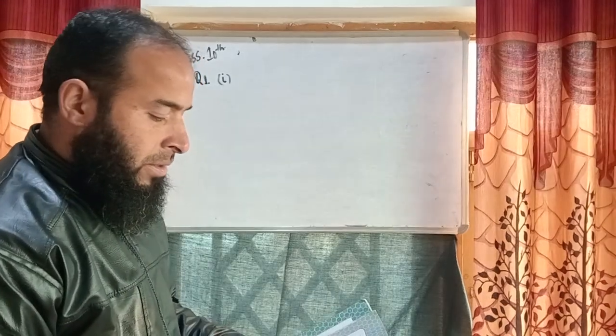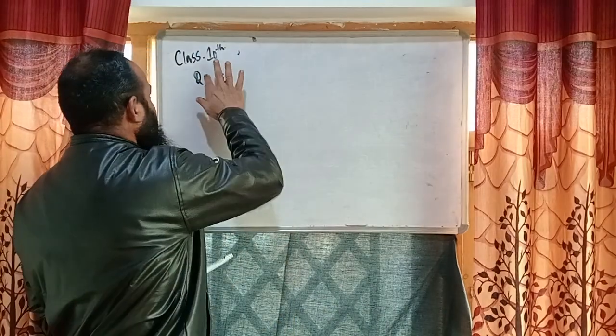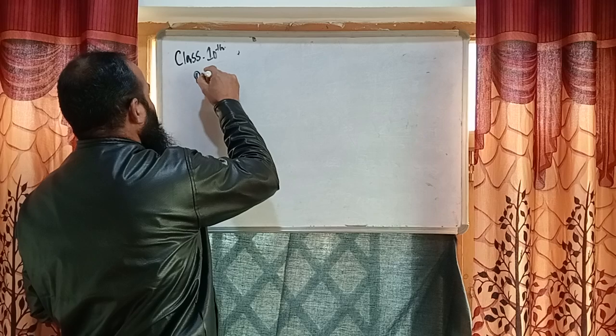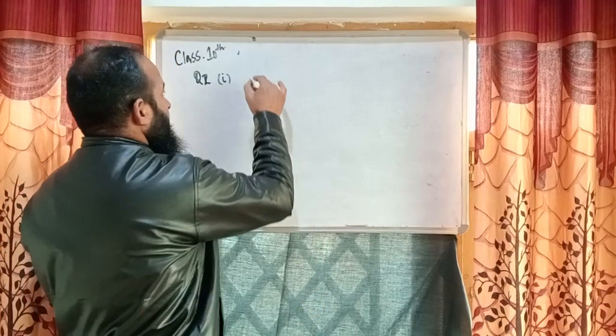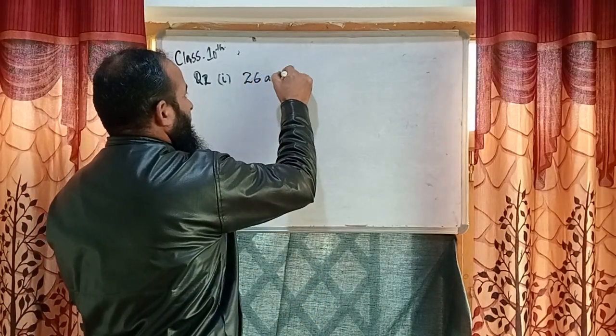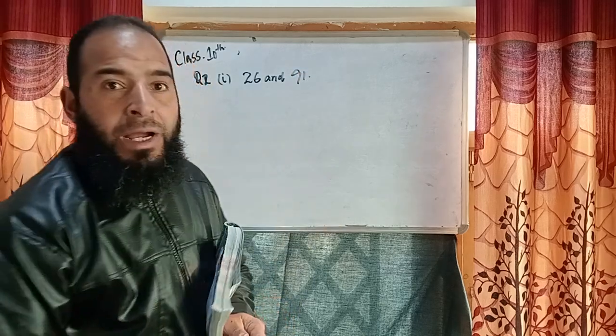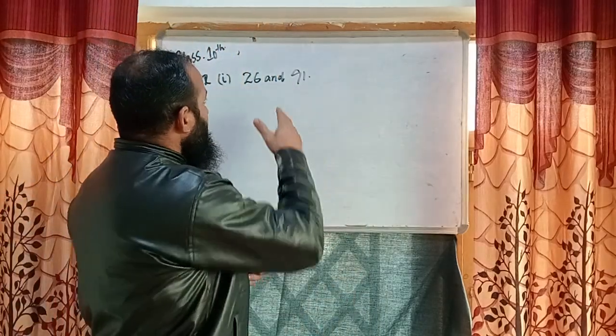Now let's take question number 2. Find the LCM and HCF of the following pairs of integers. We have to find the LCM and HCF, and then we have to verify whether LCM into HCF is equal to the product of the numbers. Let's take question number 2, part first. It is 26 and 91. We have to find the LCM and HCF.